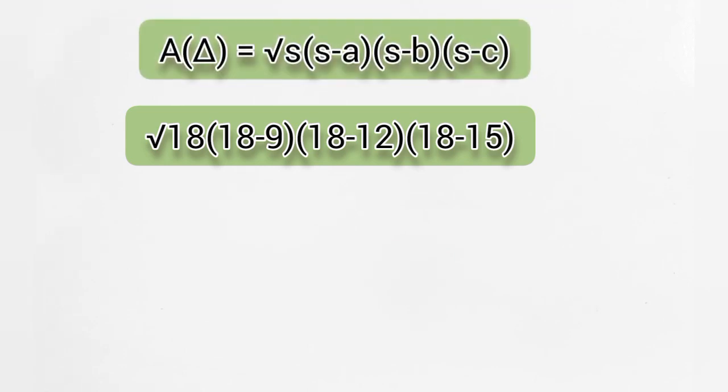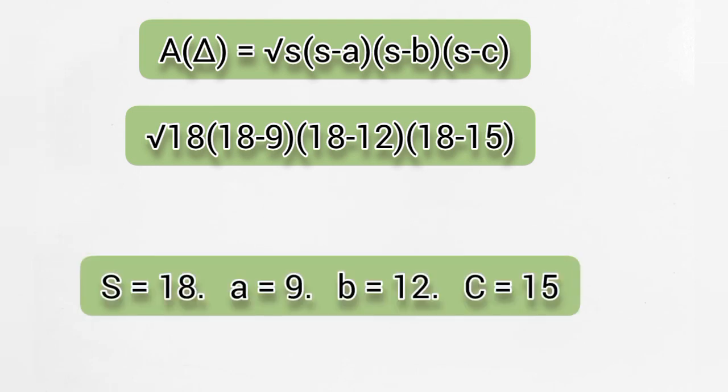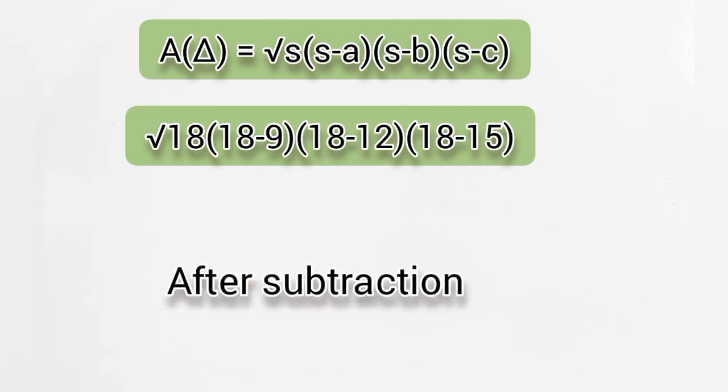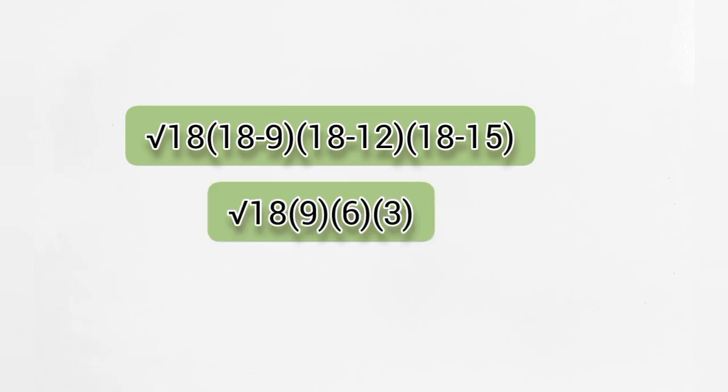Now let's put the values in the formula. Under root 18 in bracket 18 minus 9, 18 minus 12 and 18 minus 15. 18 is the S, a is 9, b is 12 and c is 15. We have put all the values. Now let's calculate. It becomes under root 18 in bracket 9, another bracket becomes 6 and another bracket becomes 3. After doing the subtraction, we get this result.